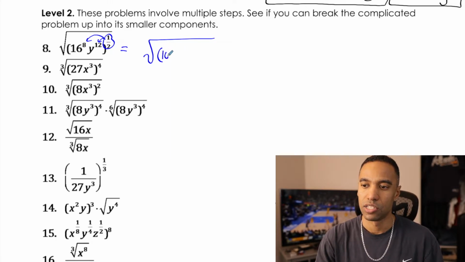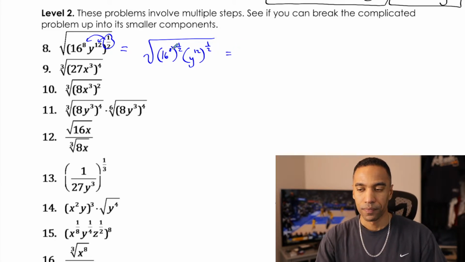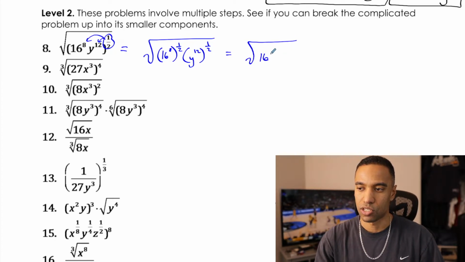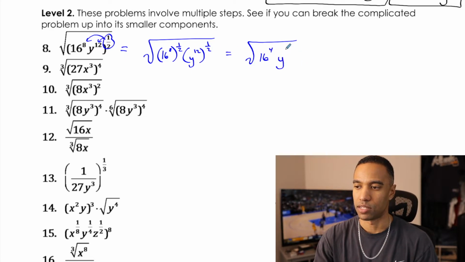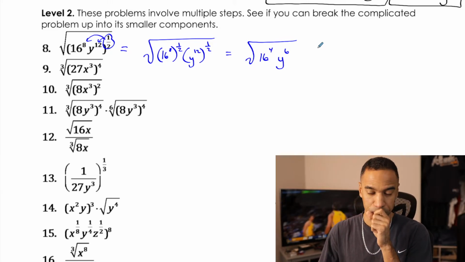We can do 16 to the 8th to the 1/2 power times y to the 12th to the 1/2 power like this. That's a possibility. Now, like we did before, the 8 can multiply with 1/2, and you would get 4. That's 16 to the 4th. And then 12 times 1/2 is 6, so that'd be y to the 6th power. That's good. And then we can take the square roots of both of these parts.